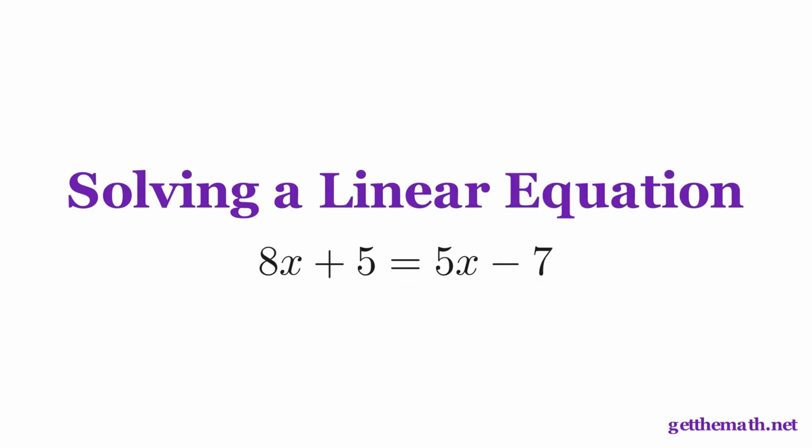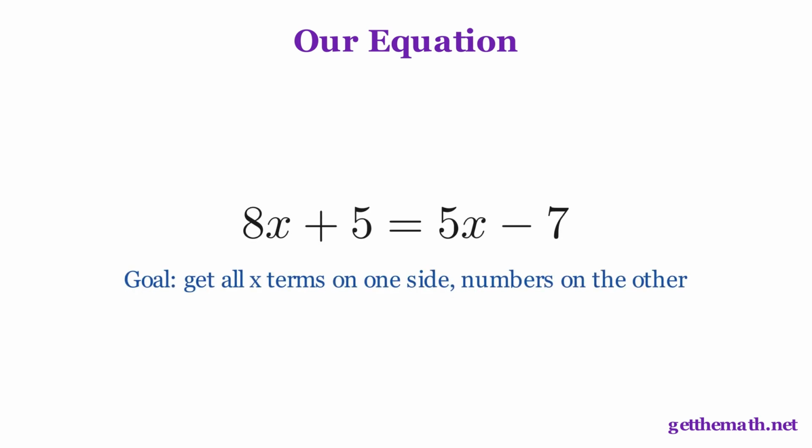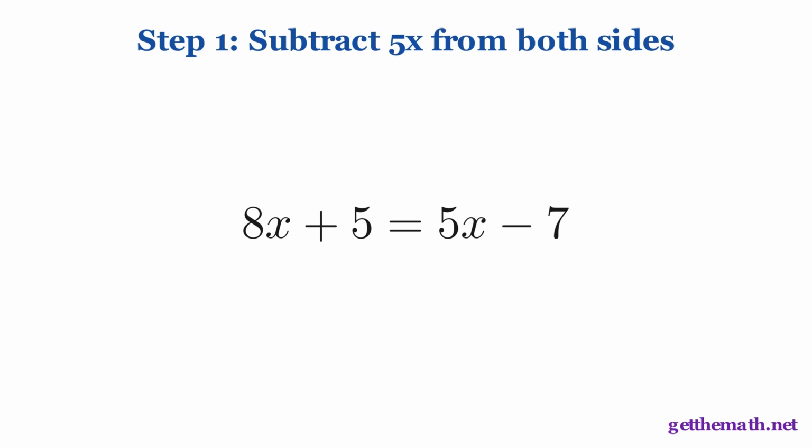In this lesson, we are solving a two-step linear equation where x appears on both sides. The equation is 8x plus 5 equals 5x minus 7. When x shows up on both sides, our first job is to collect all the x terms on one side and all the numbers on the other side.